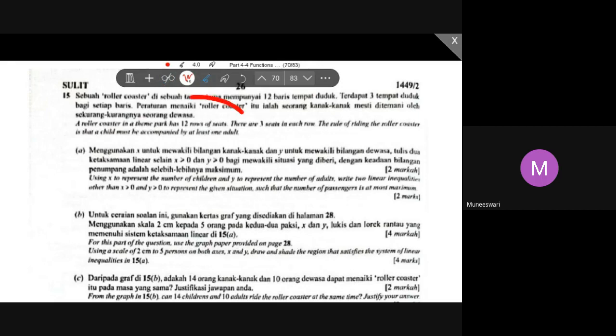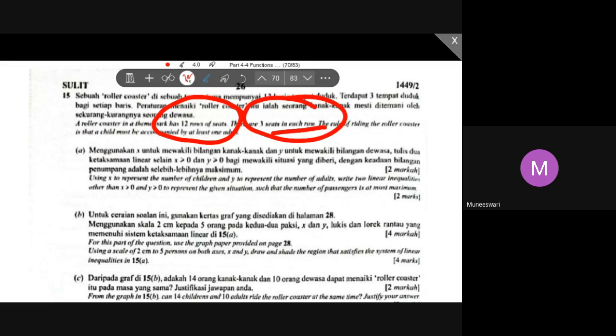Okay, so a roller coaster in a theme park has 12 rows of seats. So roller coaster tu adalah 12 baris tempat duduk, okay? And there are 3 seats in each row, okay? So sekarang saya tanya satu soalan. Satu row ada 3 seats. So 12 rows, how many seats in total? 12 baris, berapa jumlah kerusi dia? Kalau satu baris tu 3 kerusi saja. Quick maths. Siapa ada jawapan boleh bagi tahu.